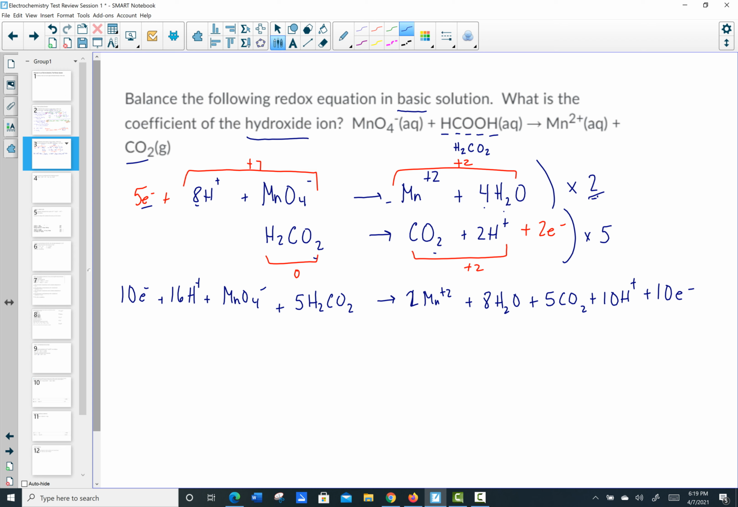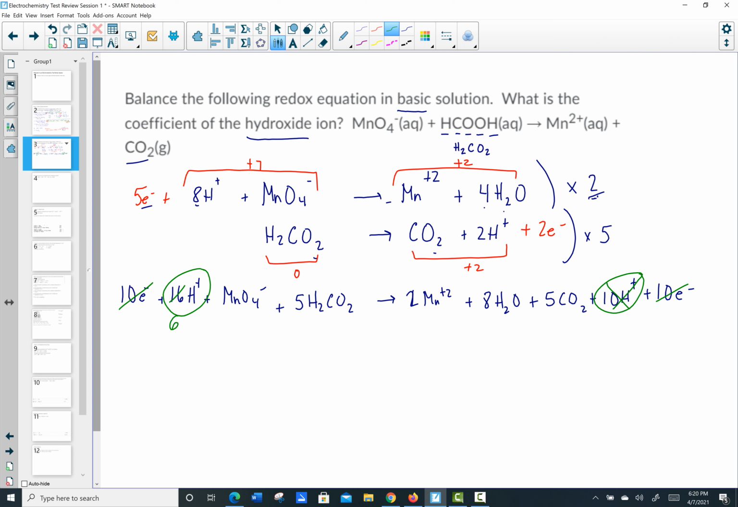What can we simplify? Let me take my green pen and simplify what we can. First of all, electrons should always cancel out, so I'll get rid of them. I'm noticing that I have 16 hydrogens on the left and I have 10 hydrogens on the right. I'll simplify by eliminating the 10 protons from the right and leaving a remainder of 6 on the left. Do you see anything else? It looks like we have simplified all we can.